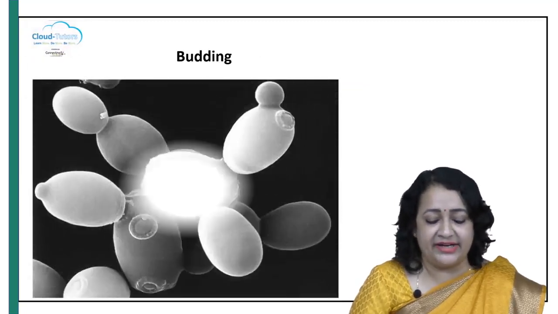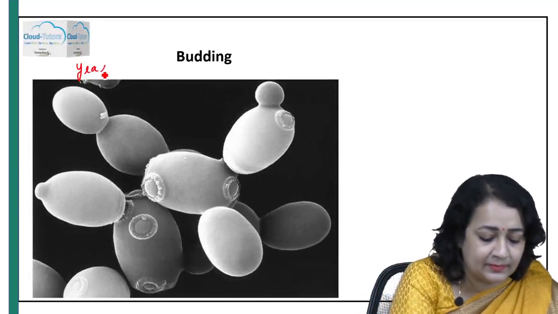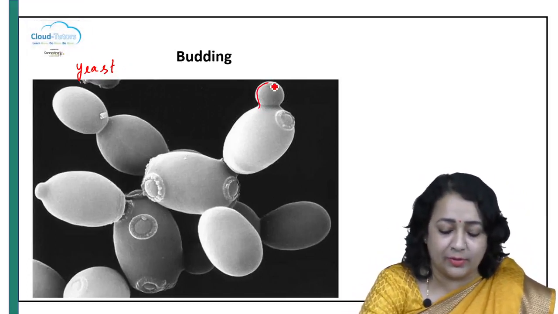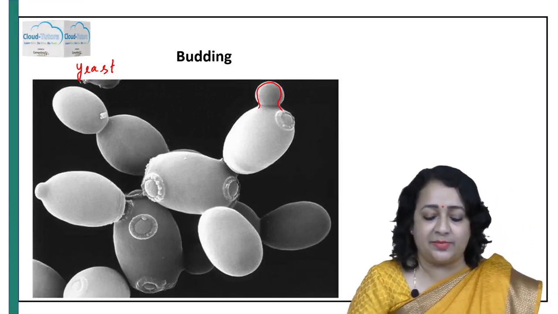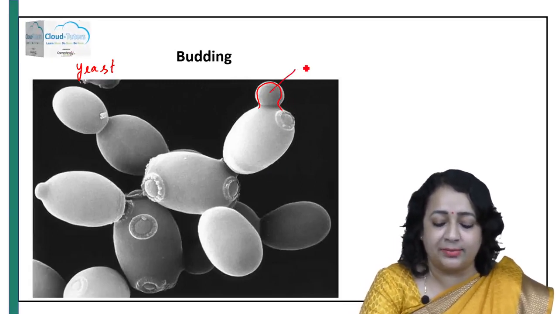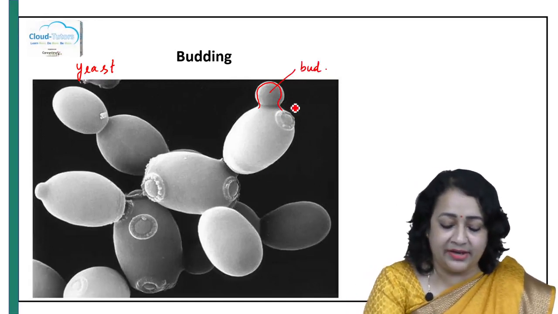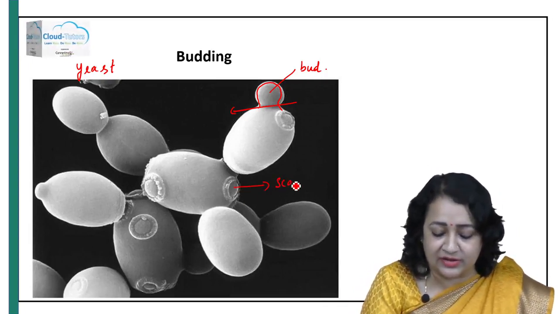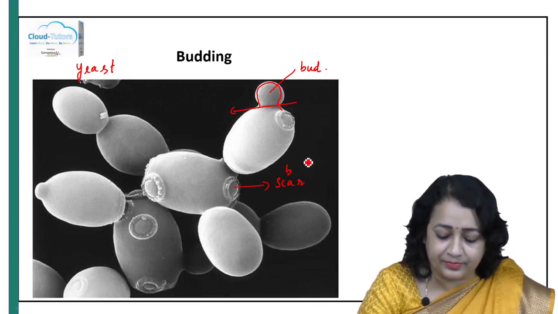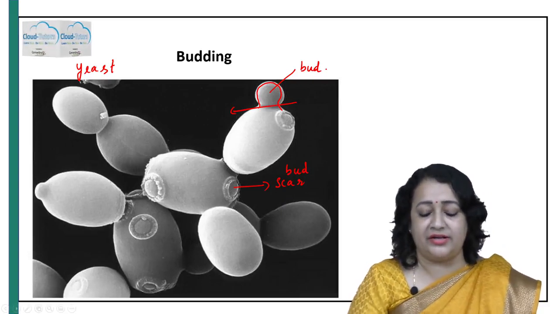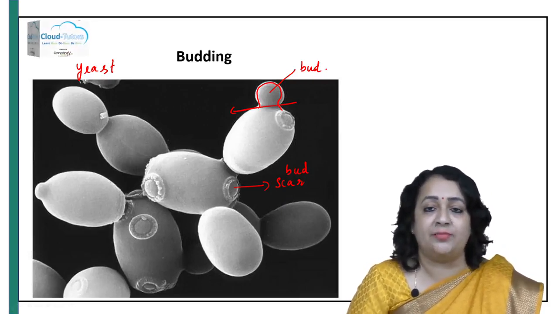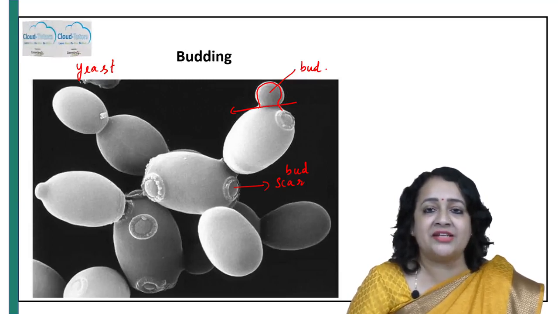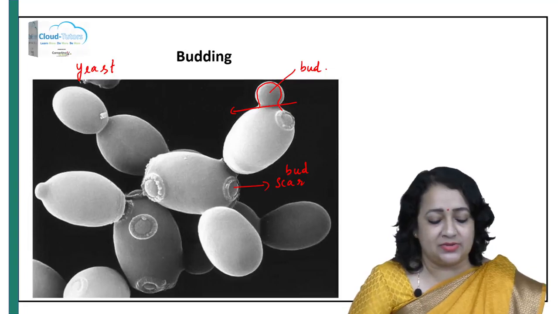Next comes budding. For budding, the example I have is yeast cells. So in yeast, what will happen? An outgrowth or protrusion will come from the parent cell. There is a parent cell. From the parent cell there is an outgrowth, and that is called a bud. This bud will detach from the parent. When this bud detaches from the parent cell, a scar remains. That is called the bud scar. So reproduction in yeast cells is through budding, and budding is nothing but an extra growth or outgrowth coming from the parent cell, which will get detached eventually, and that detached cell will grow into a new organism. So this is budding.